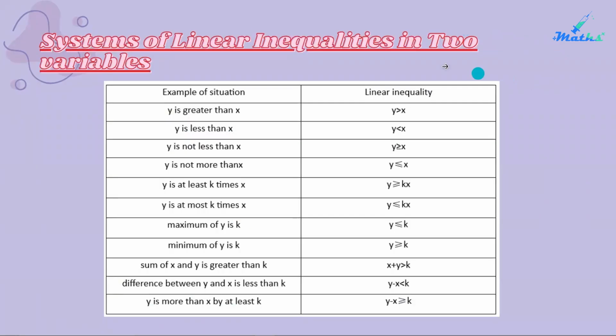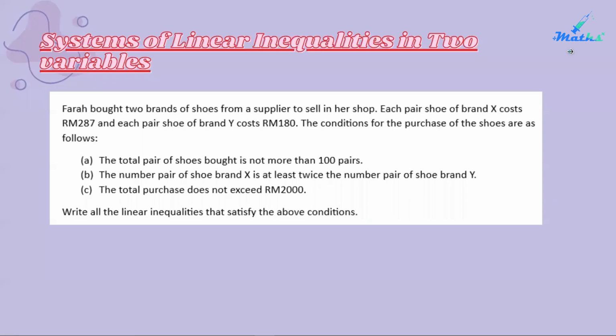Next is systems of linear inequalities in two variables. So this is some example of situations and the linear inequalities. I won't explain about this, but you can stop and read it, or you can refer to it later. So I'll go to the next. So next, let's do some examples here.